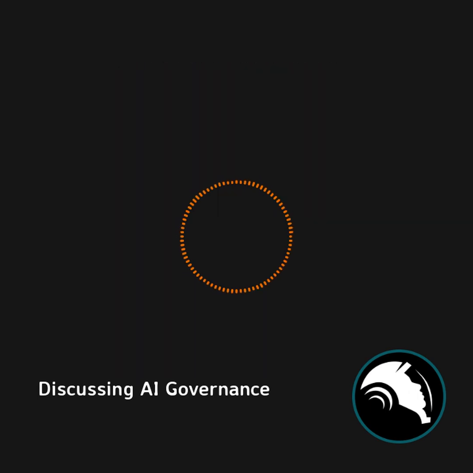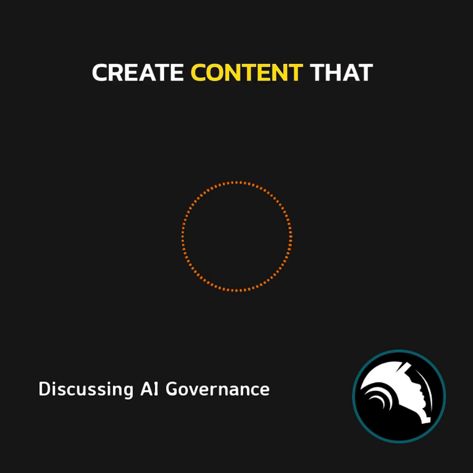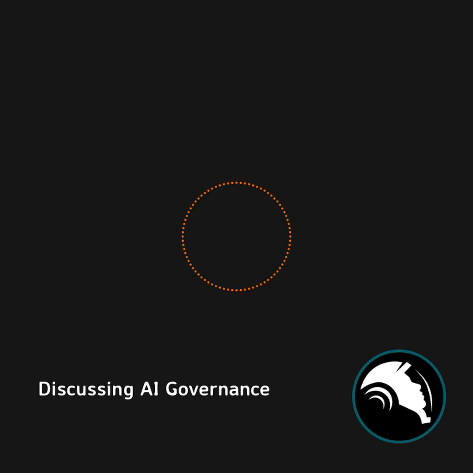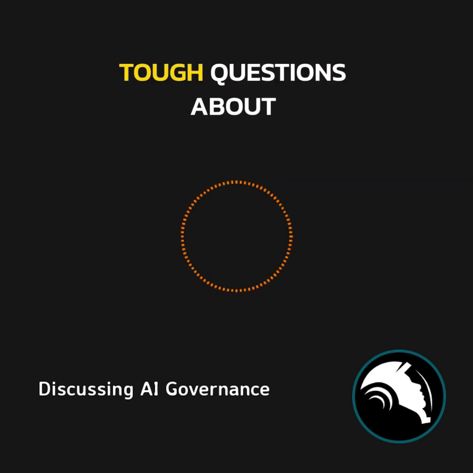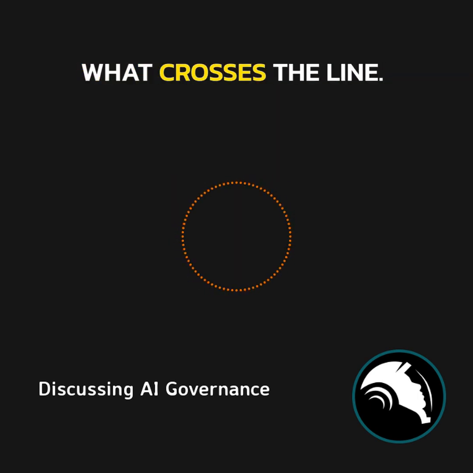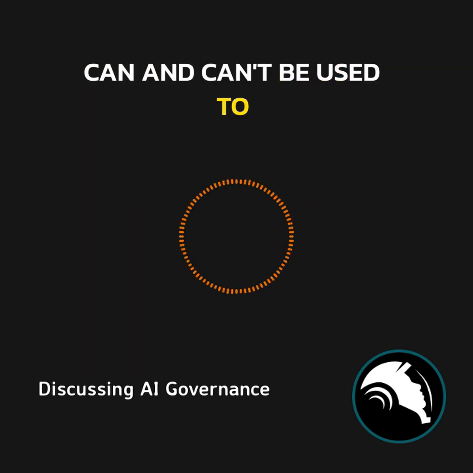Exactly. And that's where those ethical considerations become really important. That fourth E, right? Ethics. How does that apply here? It's about making sure that AI is used to create content that aligns with our values, that it's not being used to cause harm. It's about asking those tough questions about what's acceptable and what crosses the line. So like having some ethical guidelines for what AI can and can't be used to create.